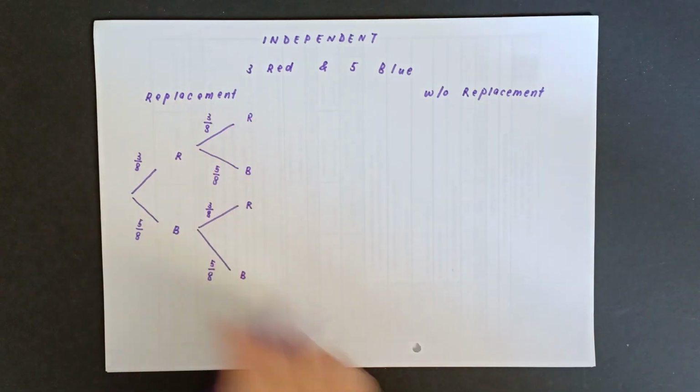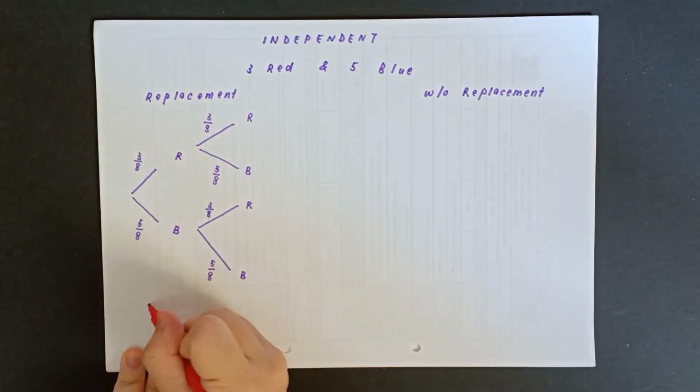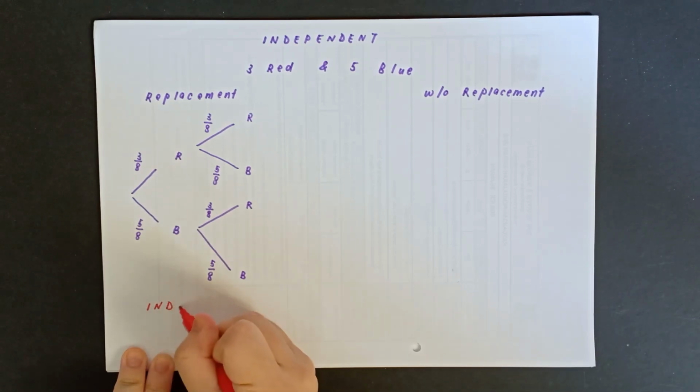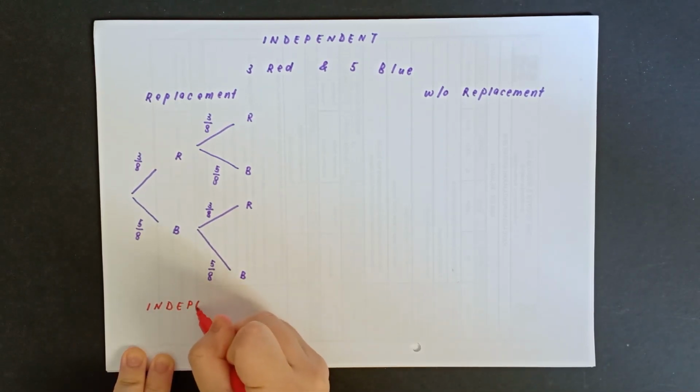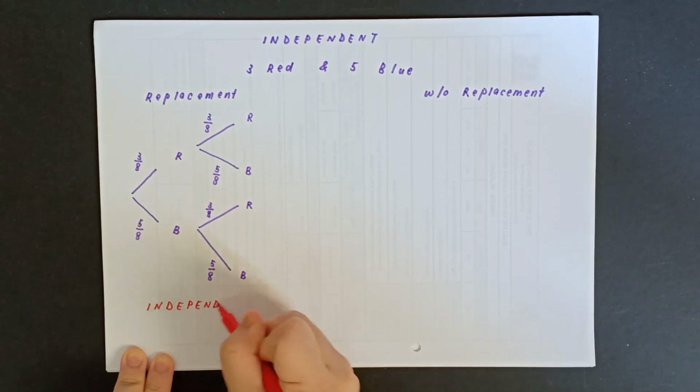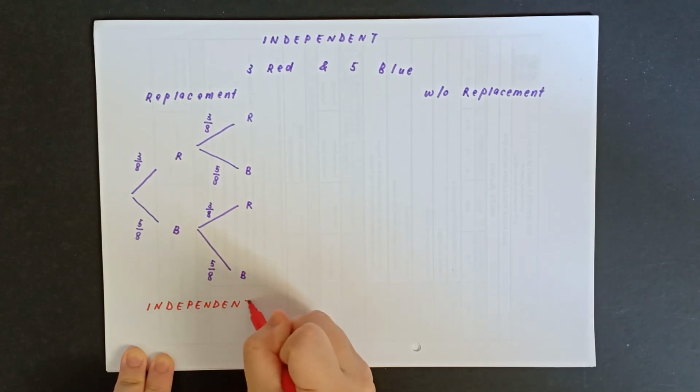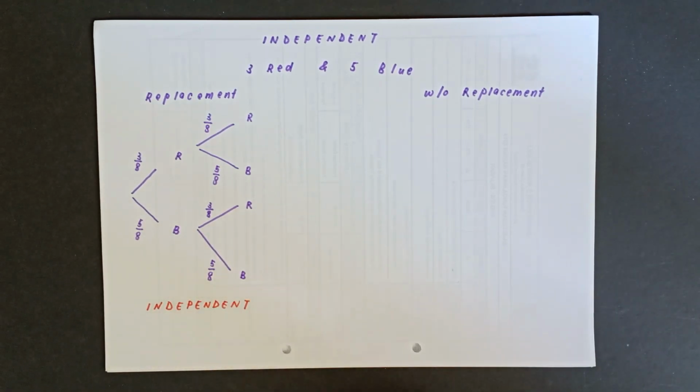So for this scenario, this is what we call independent. Meaning I don't care what happened previously, it is not going to affect what happens next. Okay, so this is an independent event. You must remember that at every stage, no matter what happened previously, it is going to be the same for the second, third, fourth, and so on.